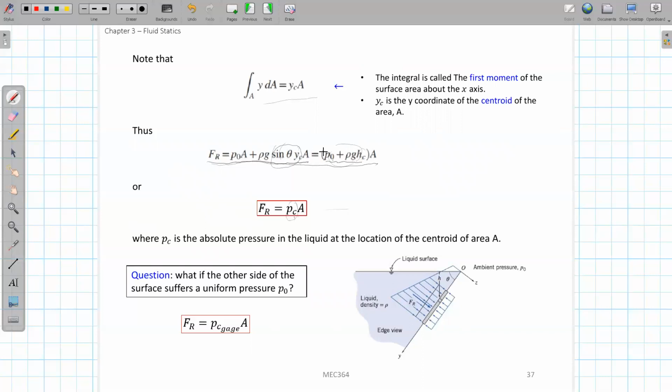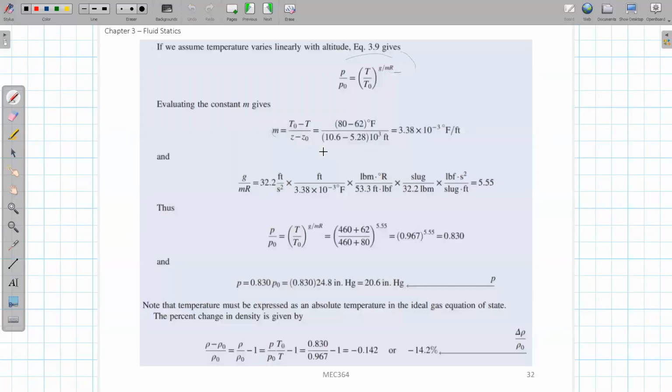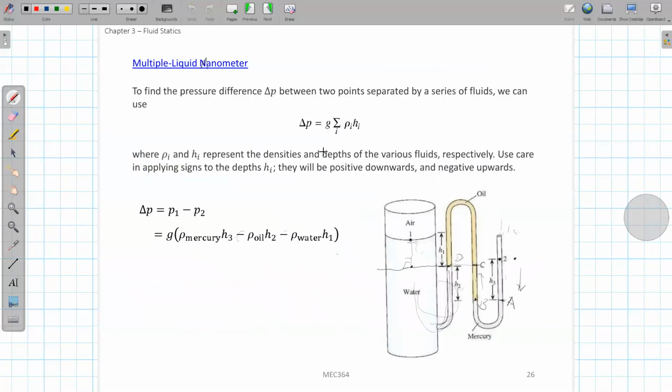Anyone? Any question? Yeah, I have a question about something we did last class. It was the shear stress. I'm not 100% sure of the sign convention of.